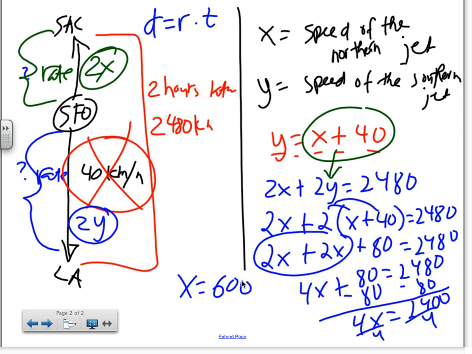600 what? Kilometers per hour. You gotta know the unit that you're dealing with in the problem, right? You can't just go back and define whatever you want. It is kilometers per hour.